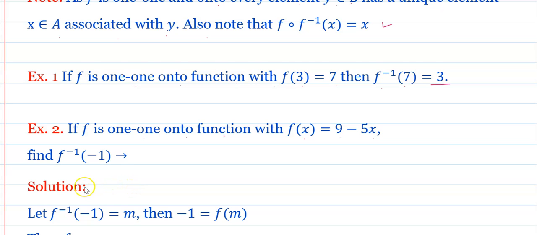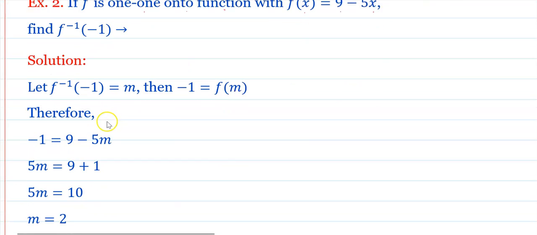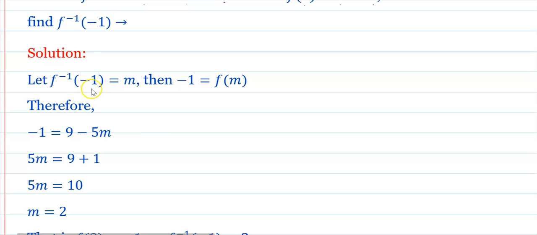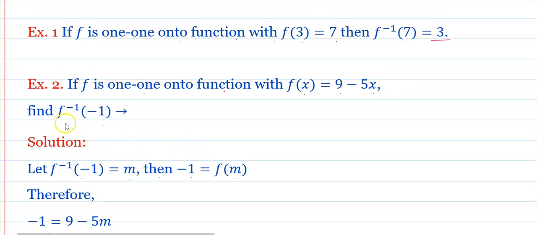Okay, now we will find out the value of f inverse of minus 1. Let f inverse of minus 1 be equal to m. Therefore minus 1 is equal to f of m. We want to find out the f inverse of minus 1, so we consider that the value of f inverse of minus 1 is m. And again we get minus 1 is equal to f of m.